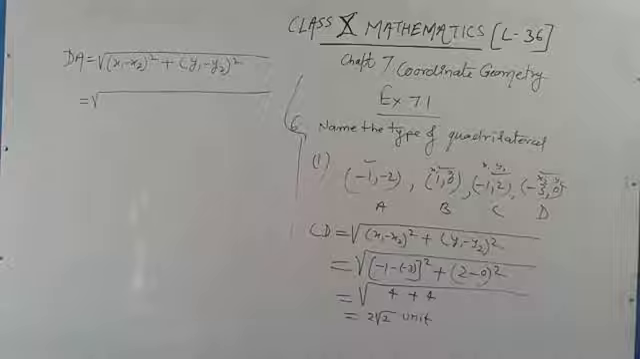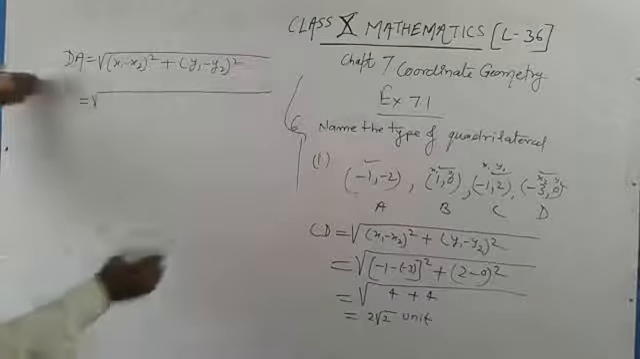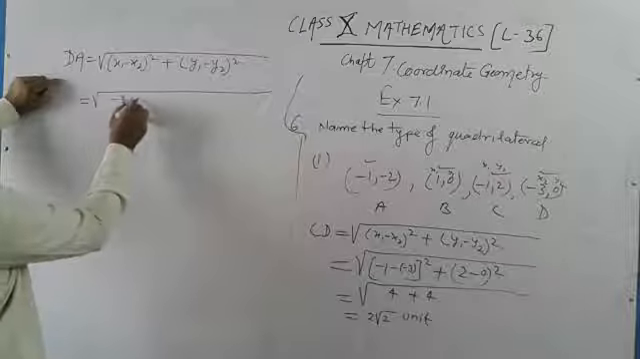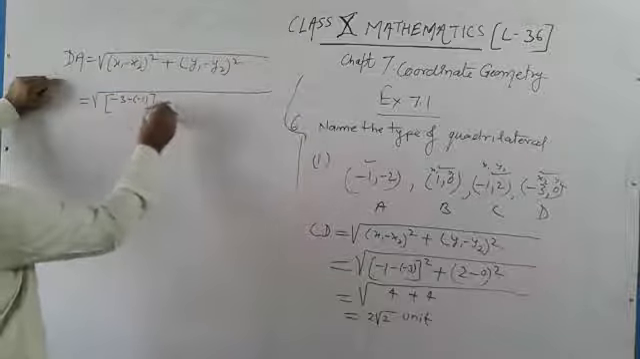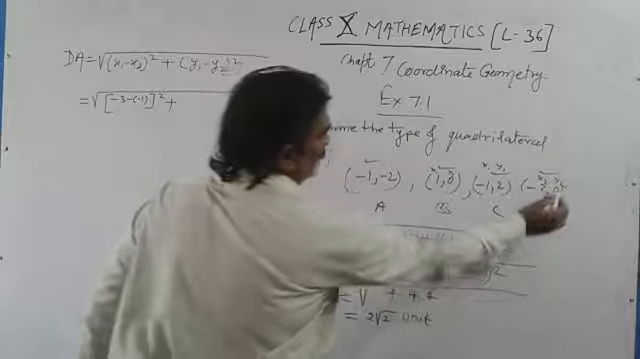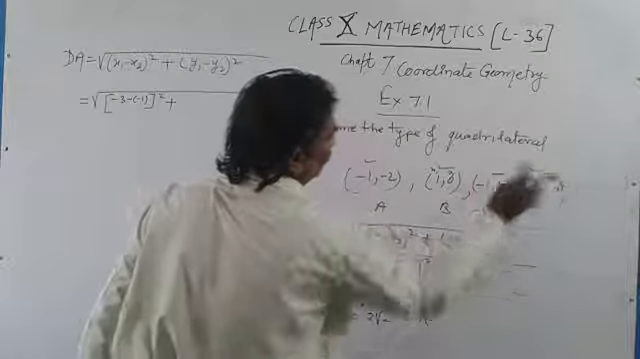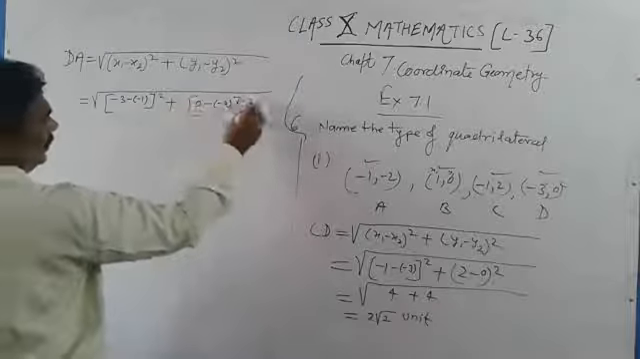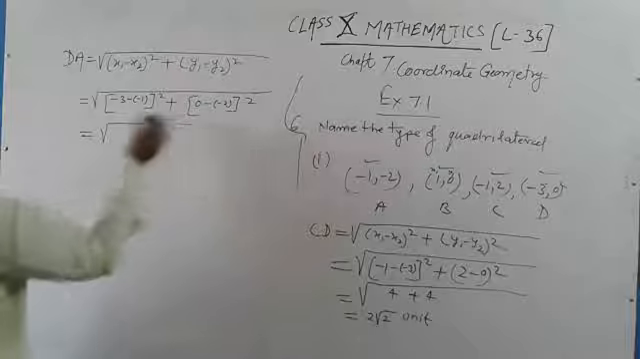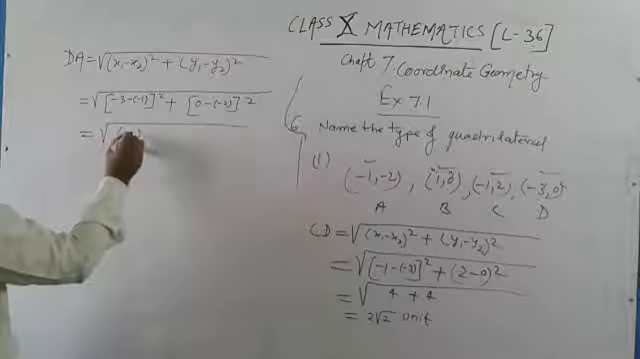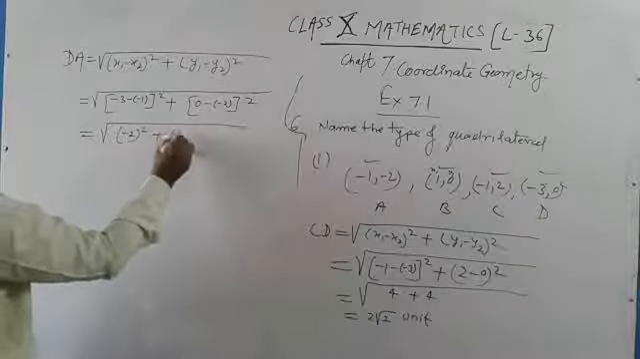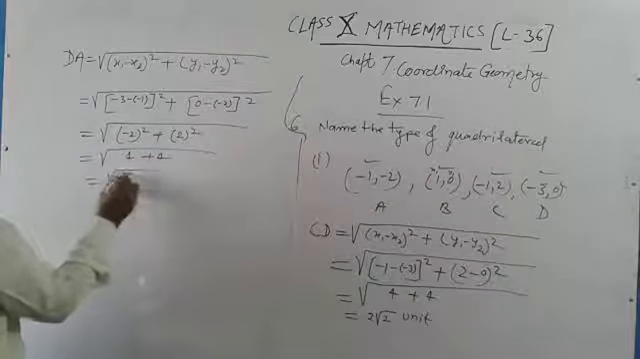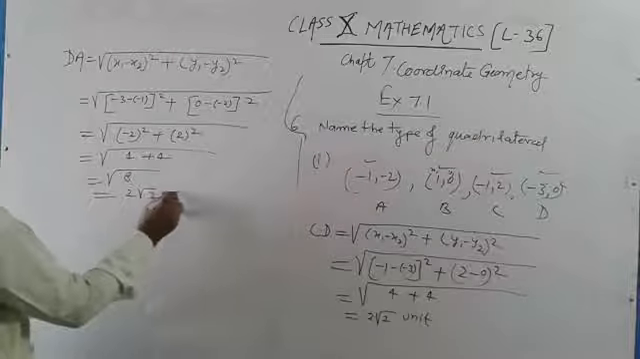So now students, here we want to find DA. DA means minus 3 minus 1 plus y1 minus y2. So this is y1 for DA, 0 minus 2. So no doubt students, here it becomes minus 2 square plus 2 square. Ultimately we have 4 plus 4, that is root 8, and it will become 2 root 2 unit.